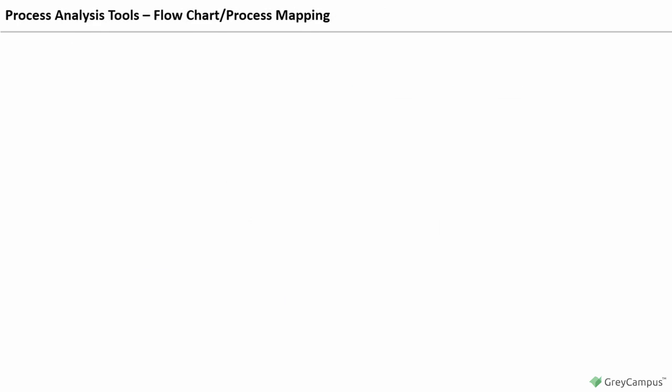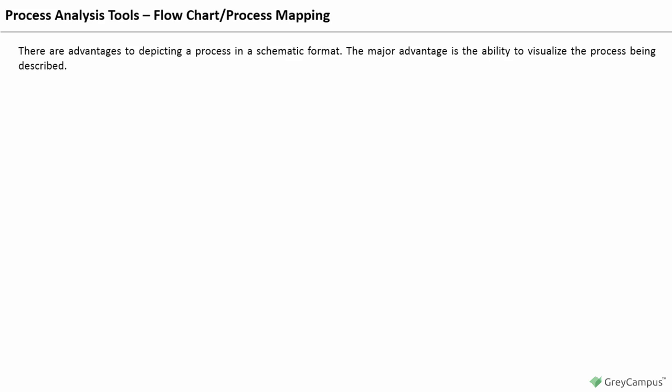Process analysis tools, flowchart and process mapping. There are advantages to depicting a process in a schematic format. The major advantage is the ability to visualize the process being described. Process mapping or flowcharting has the benefit of describing a process with symbols, arrows, and words without the clutter of sentences. Many companies use process maps to outline new procedures and review old procedures for viability and thoroughness. Most flowcharting uses standardized symbols.